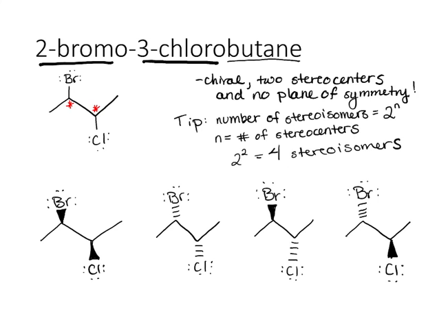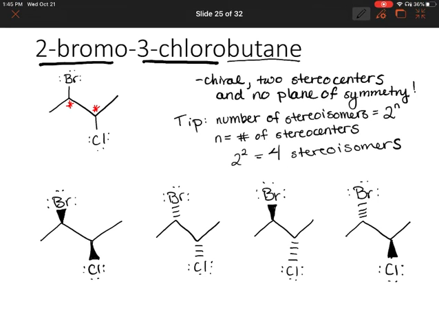Okay, so let's assign R and S to each stereocenter. I'm going to start with the molecule on the left because once I know those assignments, I can actually figure out all of the other molecules' assignments. So you'll see what I mean in a second. All right, so let's start with carbon 2, our first stereocenter.